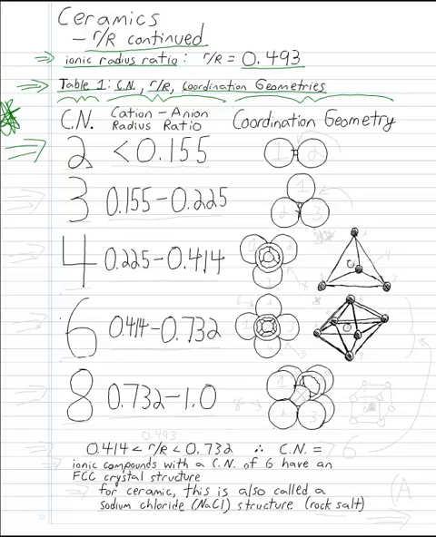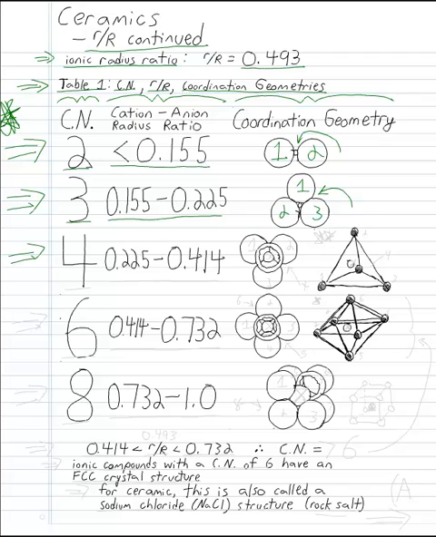Taking a look at our first row, we can see a coordination number of 2. This is for all ratios which are less than 0.155. Visually looking at the coordination geometry then, we can see that there are 2 atoms touching a central atom. Moving on to the next row, we can see a coordination number of 3. This is for ratios between 0.155 and 0.225. And visually we can take a look and see that there are 3 atoms touching that central atom.